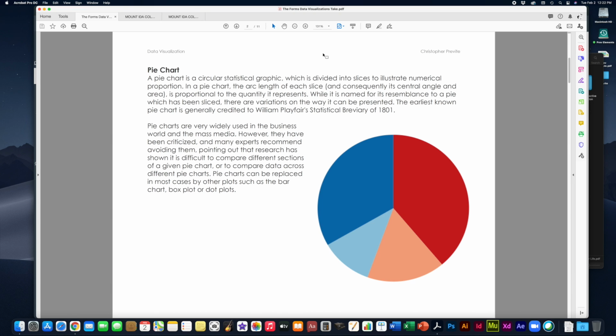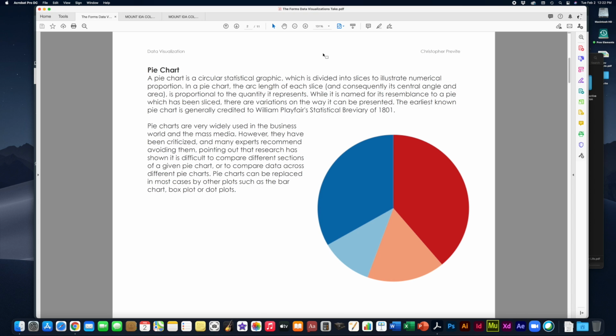So pie charts, of course, are widely used in the business world and mass media, and they have come to be criticized, as many experts recommend avoiding them, pointing out that research has shown that it is difficult to compare the different sections of a given pie chart or to compare data across different pie charts.